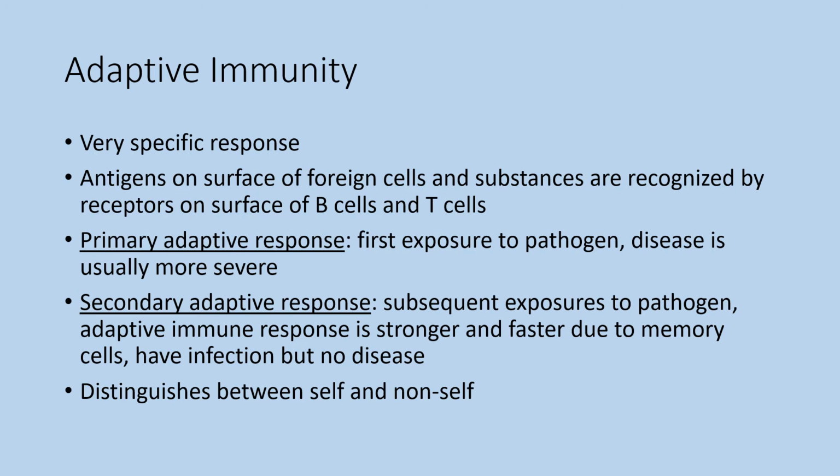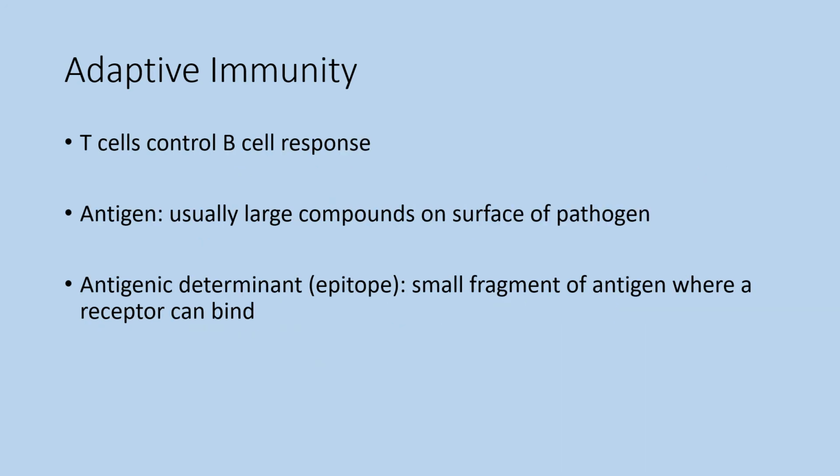The adaptive immune system is able to distinguish between self versus non-self. What's you and what is not you. So it involves T cells and B cells, as we have said. The antigen is a substance that's on the surface of the pathogen. It's oftentimes either a protein or a carbohydrate or a combination of both. The antigenic determinant, often referred to as an epitope, is just a small fragment of the antigen where a receptor can bind to. And we're going to talk about the T cells and the B cells in a moment in detail. One thing to keep in mind is that T cells will control and regulate the B cell response.